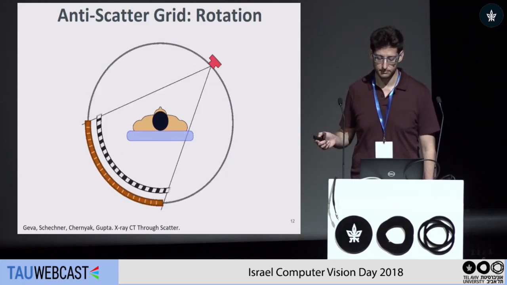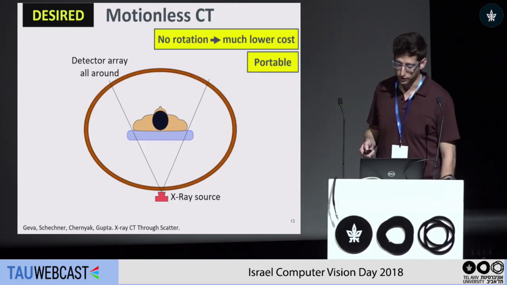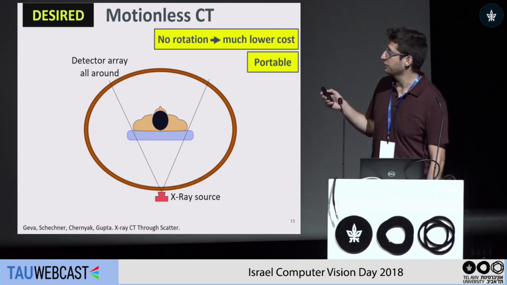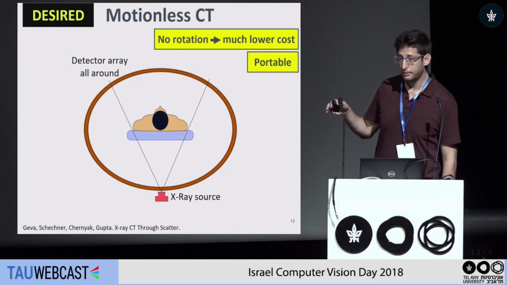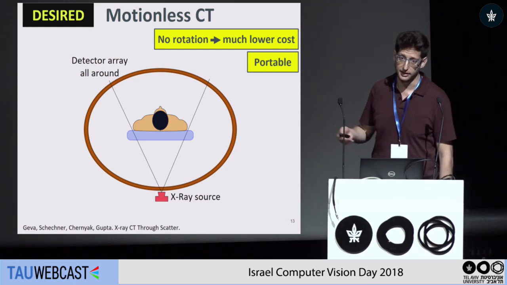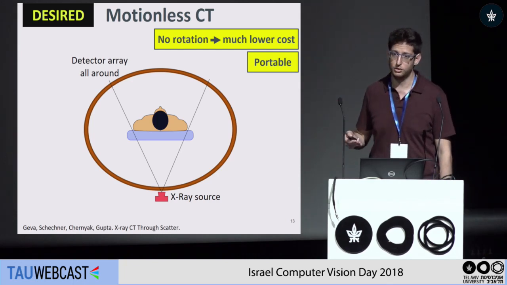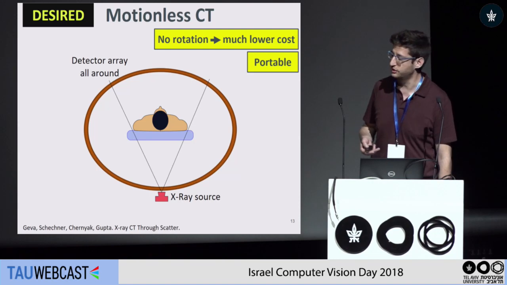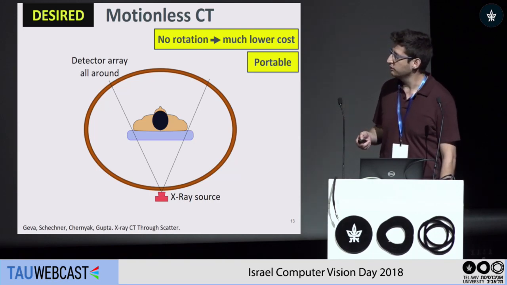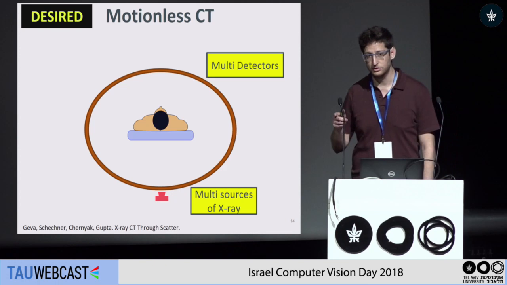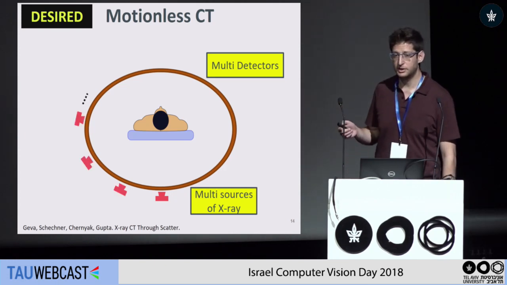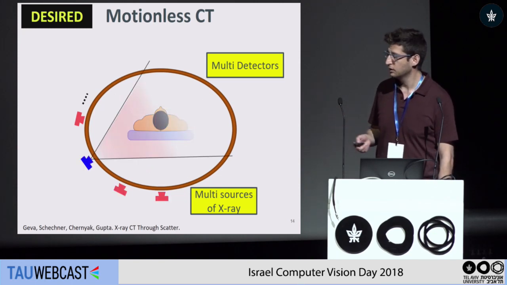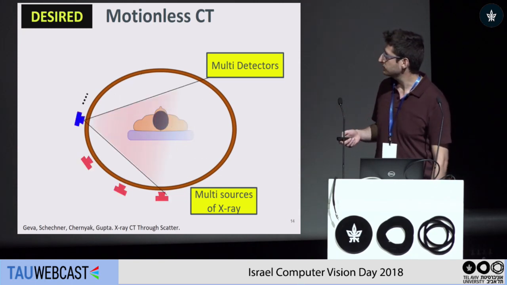Let's go back for a second to the desired custom scanner shape. Ideally, it should also be entirely motionless. This would mean that we can remove the rotating mechanism, reduce the cost significantly, make it portable and also more accessible to patients in emergency situations. And this can be achieved by having a complete ring of detectors and a complete ring of sources surrounding the patient. The sources can then be switched on and off sequentially, virtually executing rotation.